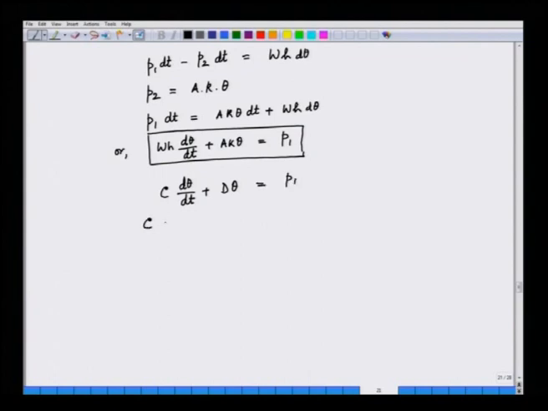Now, what is C here? C is the weight into specific heat, and that is called the thermal capacity of the machine. And what is D? D is A, the cooling surface area, into K, the coefficient of heat transfer, and that is called the heat dissipation constant. Now, we must be very careful that this small k is called the coefficient of heat transfer.